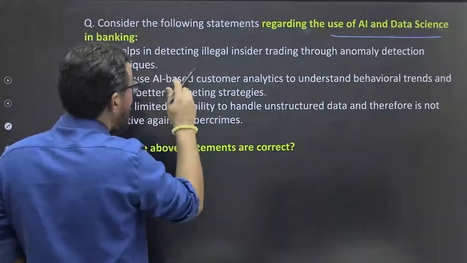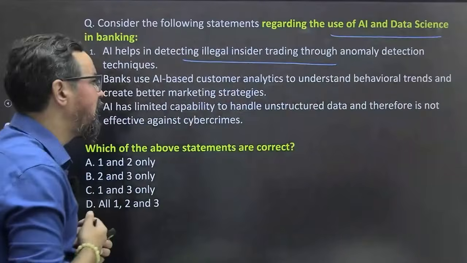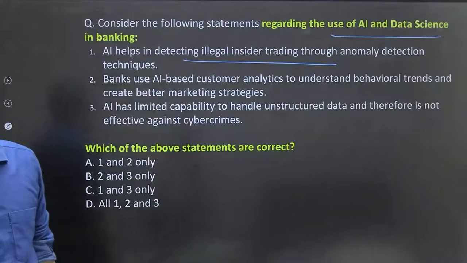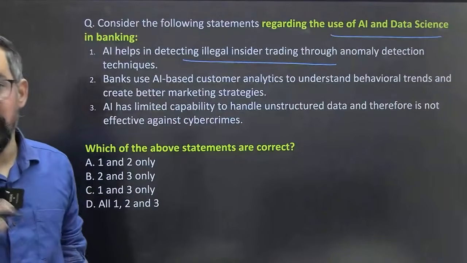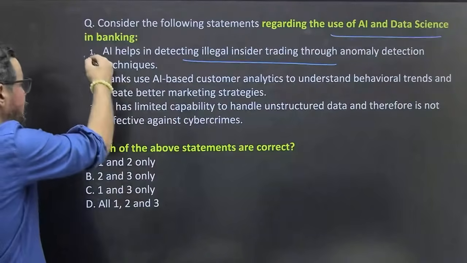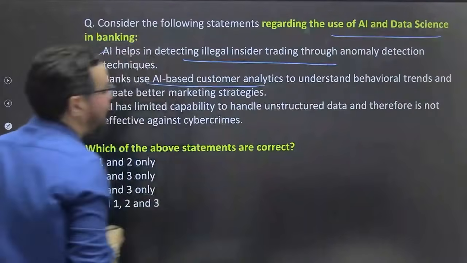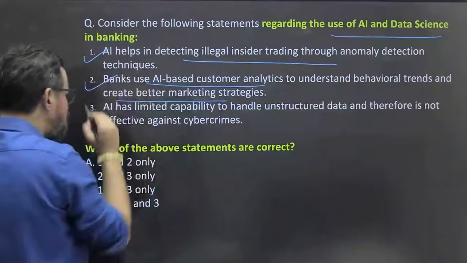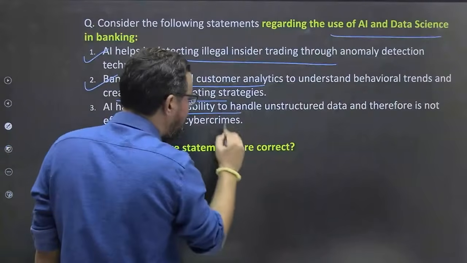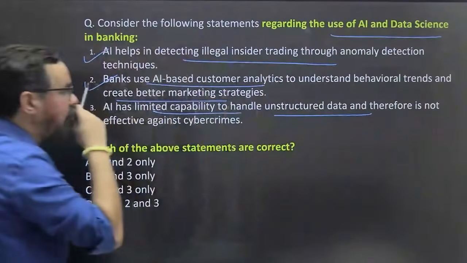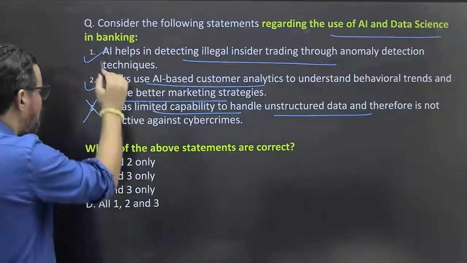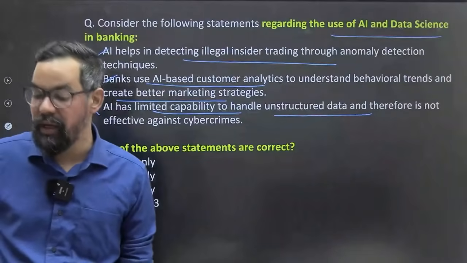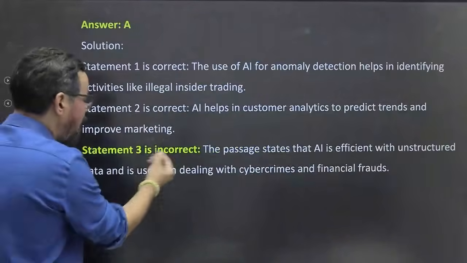AI helps in detecting illegal insider trading through anomaly detection techniques. This we have studied in our PPB also, module C, where we generally talk about AI and these particular things. Banks use AI based customer analytics to understand behavioral trends and create better marketing strategies too. AI has limited capability to handle unstructured data and therefore is not effective. No, this is wrong. 1 and 2 means option A should be the right answer for this one. Yadav sir, option A will be the right answer for this particular one. Correct.